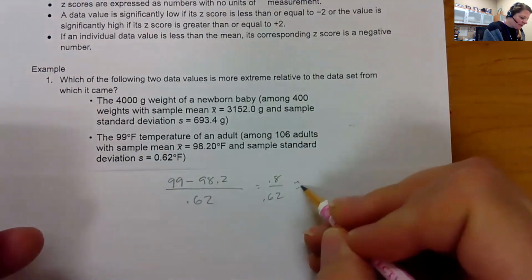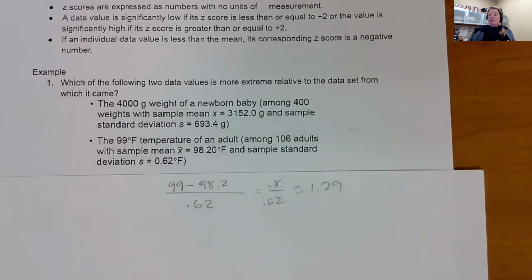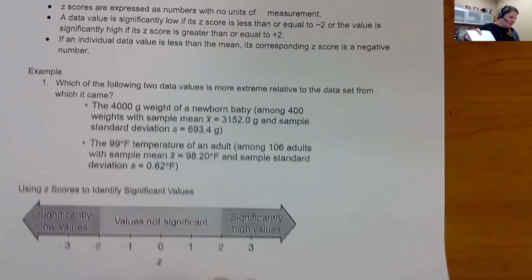And I get about the same, 1.29 or 1.3 is how many standard deviations you are. So this one's not extreme either. But you see how to calculate that Z-score. And it's a great way to see where somebody is compared to everybody else. Okay, so we have our significant.